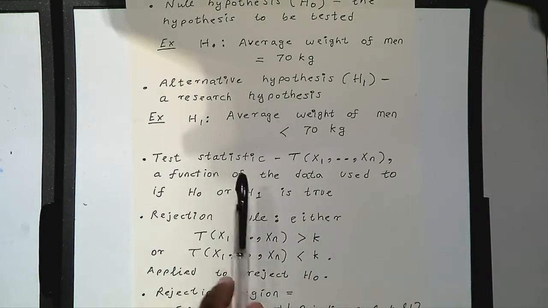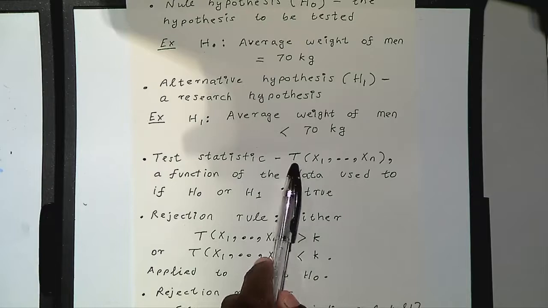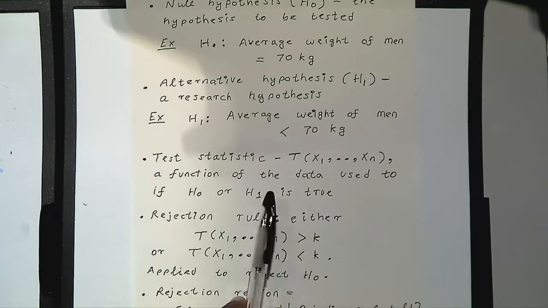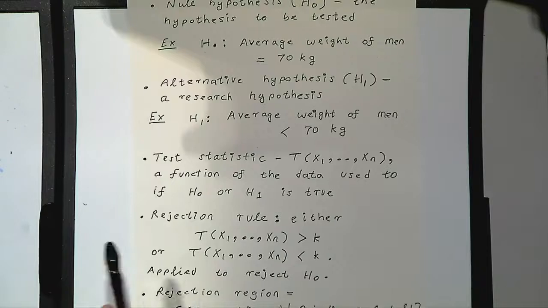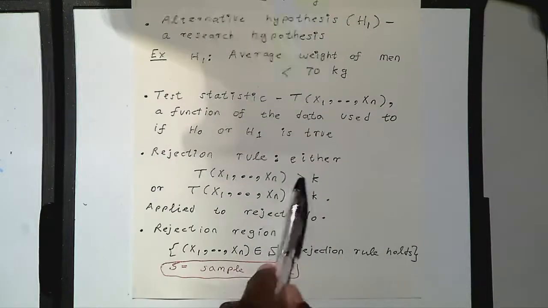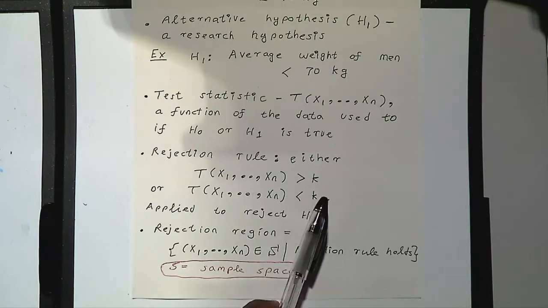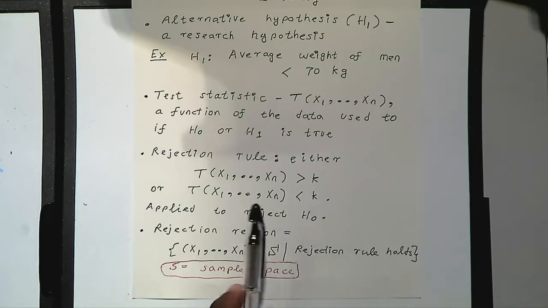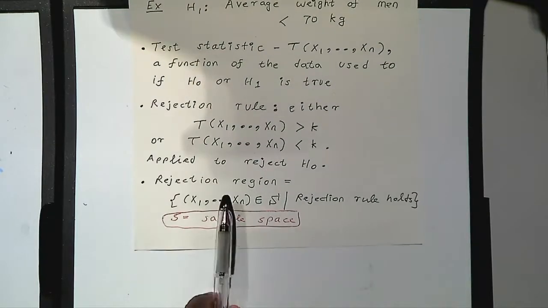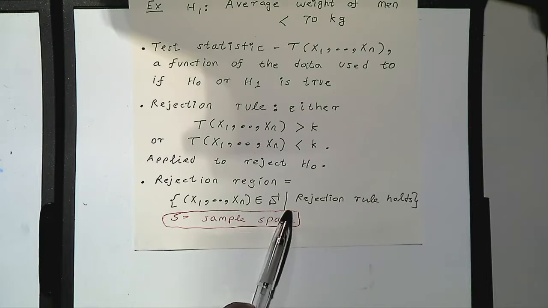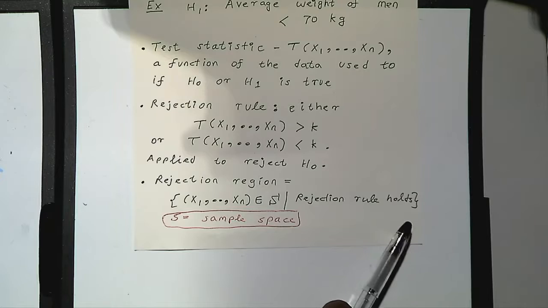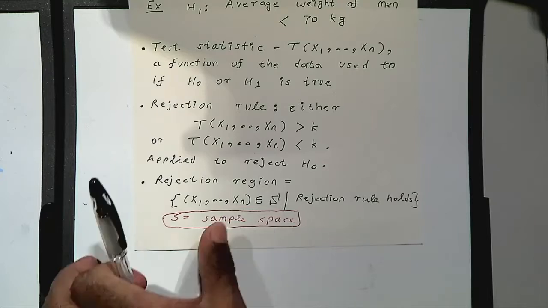So that's an example of an alternative hypothesis. Now, a test statistic is a function of the data. So capital T is a function of the data that is used to determine whether H0 or H1 is true, right? And the rejection rule sometimes takes one of these forms depending on what you're trying to test for, right? Where K is a constant, right? And a rejection region is a set of all data belonging to the sample space S such that the rejection rule holds, right? That's known as the rejection region.